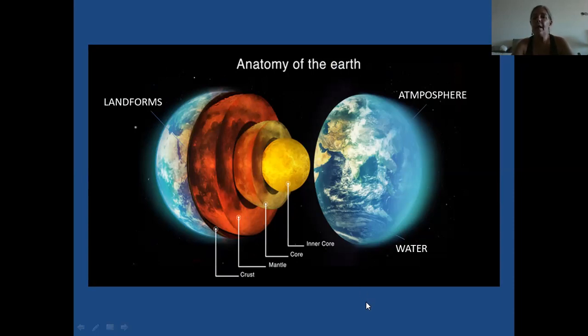You can review this video a couple of times so that you can check all the characteristics and learn the characteristics of each layer of the Earth.